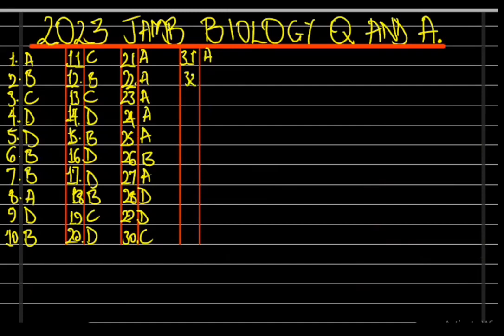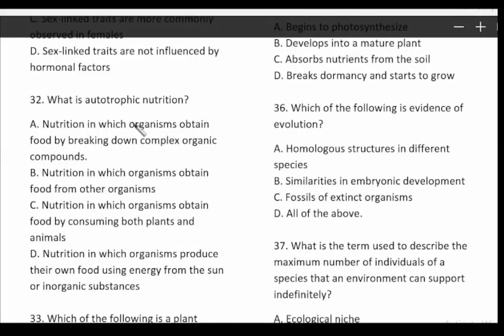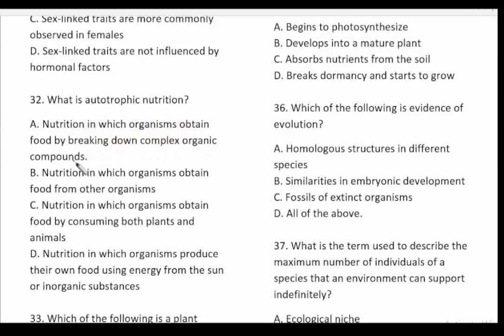Option A. Question 32 now. What is autotrophic nutrition? A. Nutrition in which organisms obtain food by breaking down complex organic compounds. B. Nutrition in which organisms obtain food from other organisms. C. Nutrition in which organisms obtain food by consuming both plants and animals. And D. Nutrition in which organisms produce their own food using energy from the sun or inorganic substances.